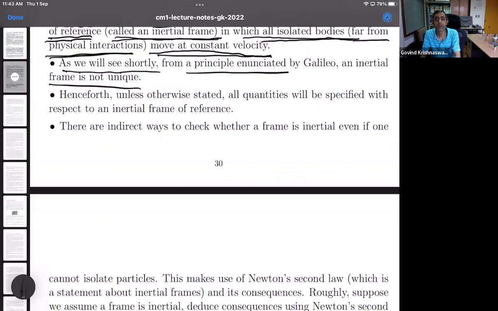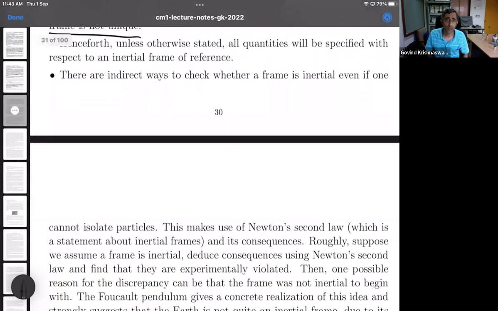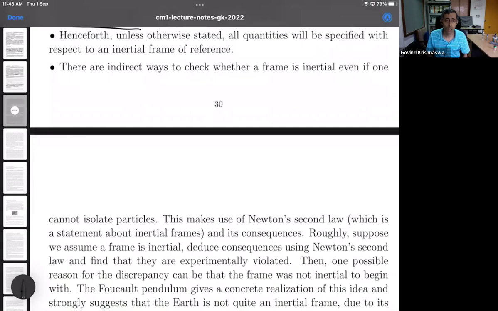Another way to do it is to somehow eliminate the effects of the forces that are anyway present on Earth, and then check whether your particle moves in a straight line. So one can do either of them, and if you find that it is the case, then you will say that the Earth is inertial to the desired accuracy. Let me give you an example where the desired accuracy will tell you that the Earth is non-inertial.